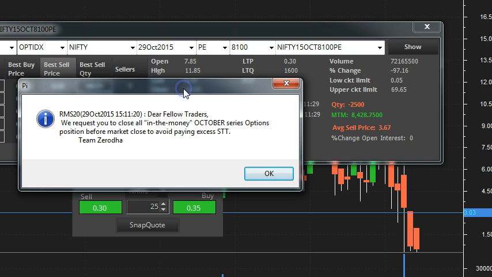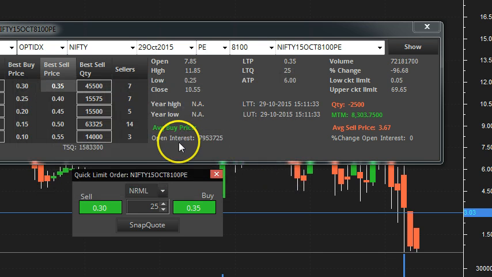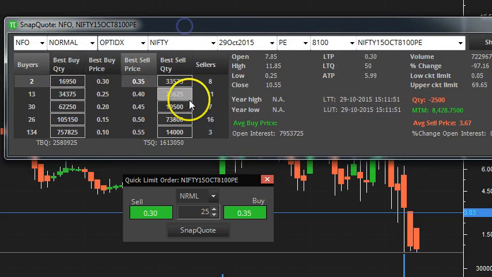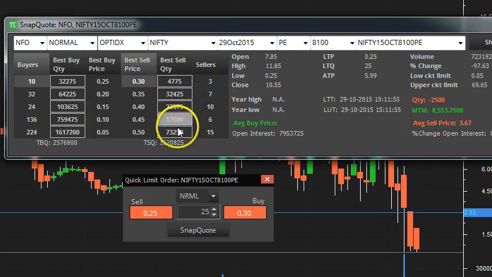And you can see some notification from Zerodha saying close all the in the money contracts to avoid the STT penalty. Other than that, like I said, as soon as the clock hits 3 o'clock, if the contract is an out of the money contract, the premiums will definitely drop below 1 rupee. You can see the amount of quantity that people are shorting. It will eventually probably settle down around 10 paise at 3:20.